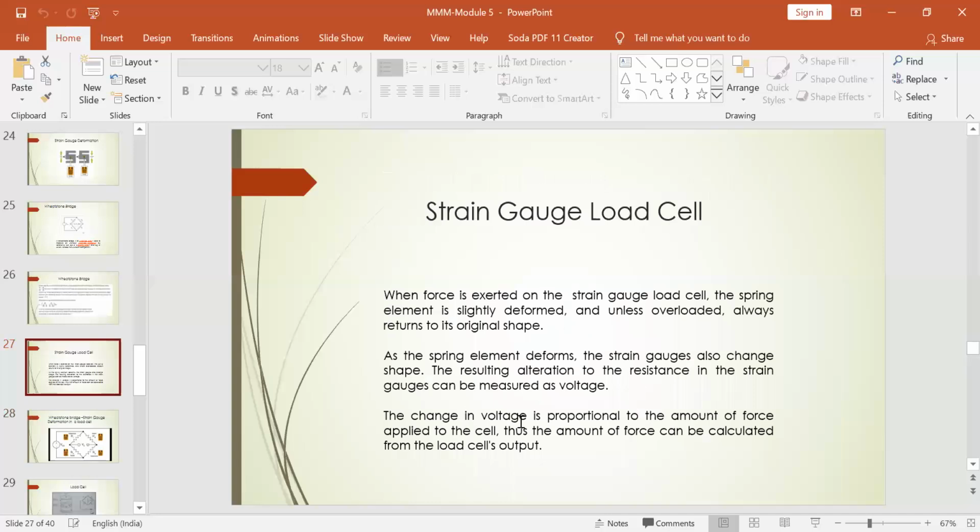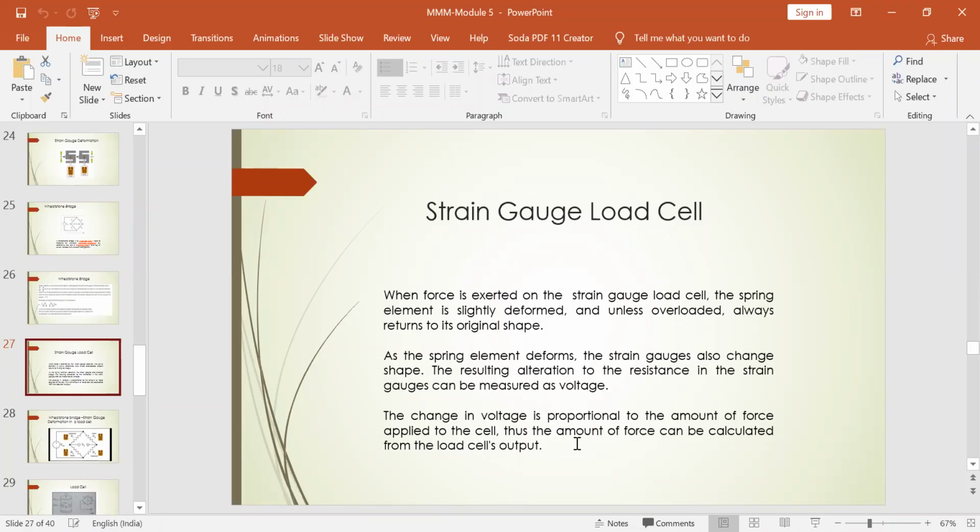So the change in voltage is always proportional to the amount of force applied to the cell. Thus the amount of force can be calculated from the load cell output. So the voltage, which is proportional to the force applied, can be calculated from the load cell output.